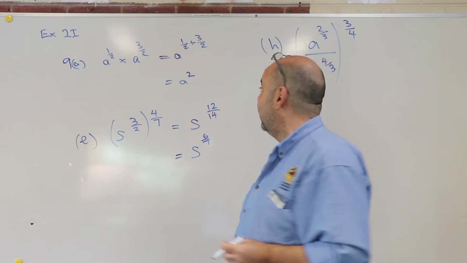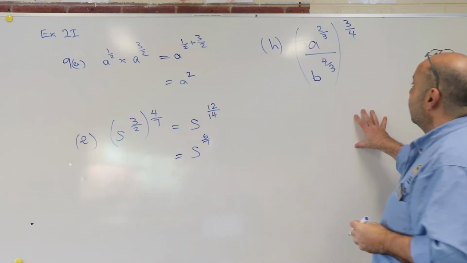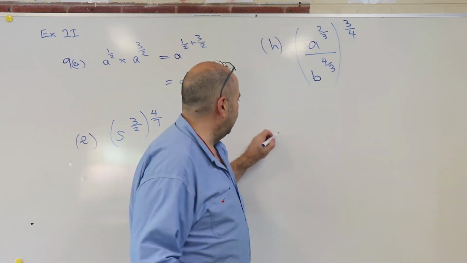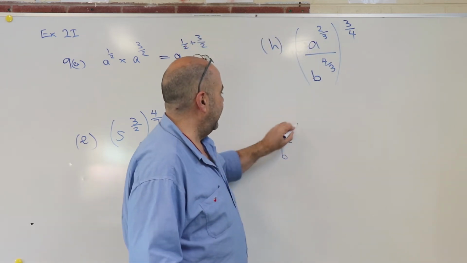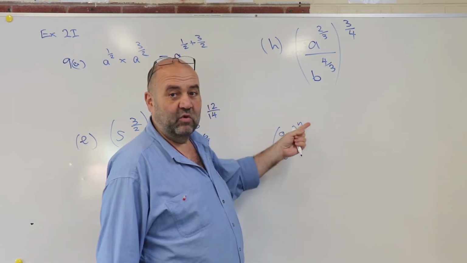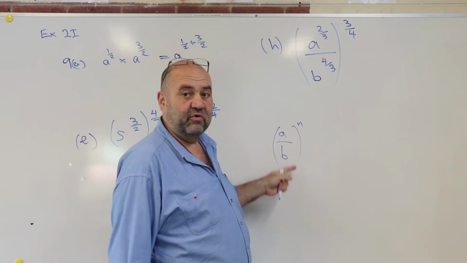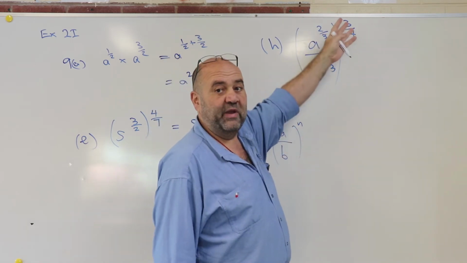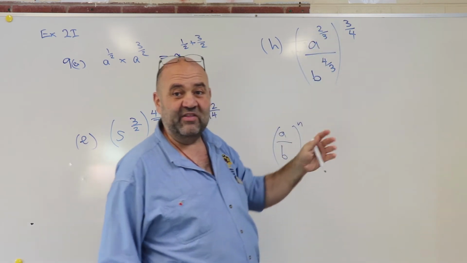Now the last one, H, is up here. Okay, two index laws at play. One of them was that if I've got a over b to the power of n, so a fraction in a bracket to a power, that power goes to both the numerator and the denominator. So here I've got a fraction to a power, that power goes to both the numerator and the denominator.